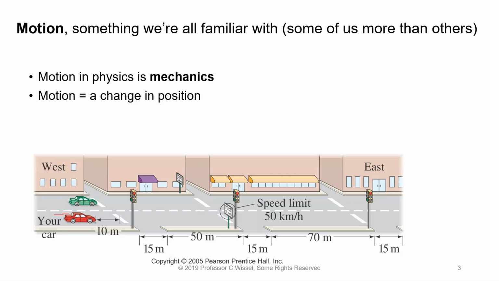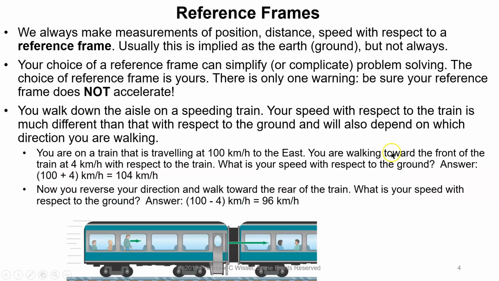Now, the motion in physics is called mechanics, and motion is just a change in position. We always make measurements of position, distance, speed with respect to a reference frame. Now, a lot of times this is just implied. The ground is the reference frame, the Earth's ground, but that's not always true. A choice of a reference frame can either simplify or make your problem impossible to solve. So it's one of those things you have to learn how to do. And the choice of reference frame is yours.